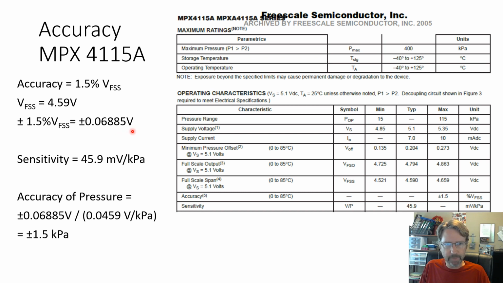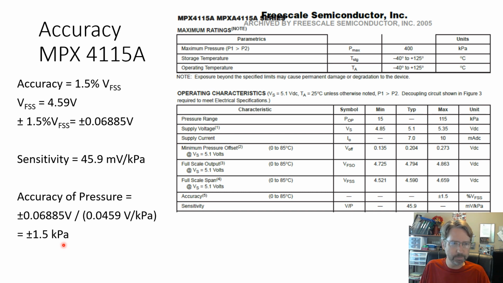And then to get that to kilopascals, the pressure change, we use the sensitivity. So sensitivity is really a unit changer or a slope. So it's 45.9 millivolts per kilopascal. So we can use it to change volts into kilopascals. So if we take plus or minus 0.06885 volts, divide it by 0.0459 volts, which is 45.9 millivolts per kilopascal, then the volts over the volts cancels out, and we get a 1 over kilopascals. So we end up with plus or minus 1.5 kilopascals.